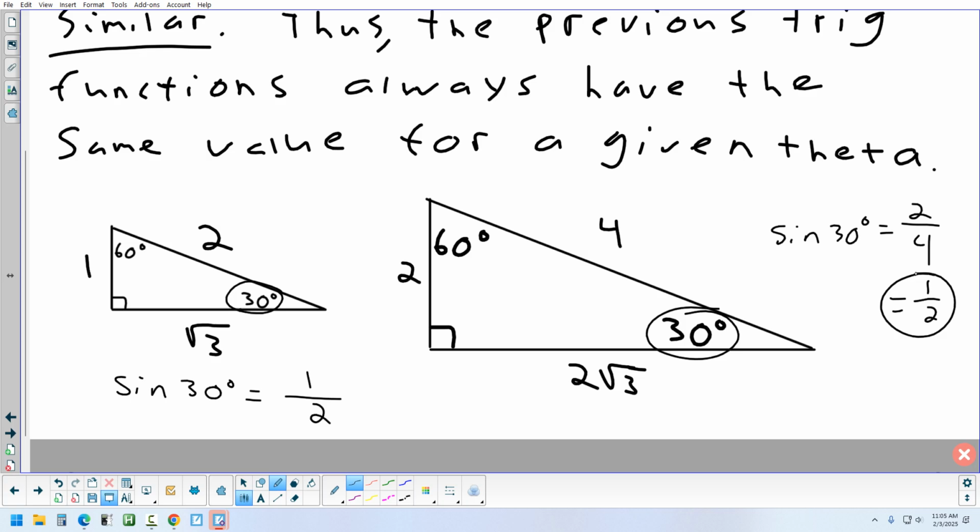Questions on that? So the point is, when they ask you to figure out trig functions, if you need to draw a diagram to do it, you can draw your diagram any size you want. It won't make a difference. You have to label it appropriately. That's important. And we'll talk about how you would figure that out if you don't know how to get those numbers.